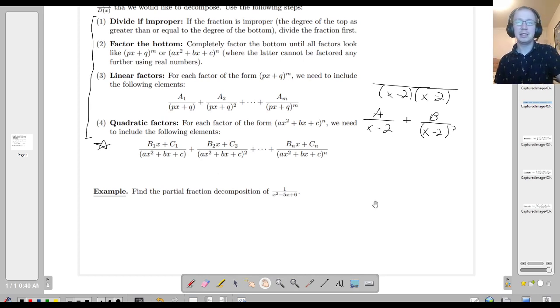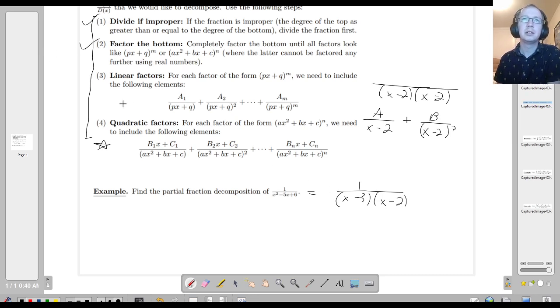First, should I divide this? Well, no, it's not an improper fraction. The degree is smaller on the top than the bottom, so I don't have to do anything in step 1. Step 2, I need to go ahead and factor the bottom. So let's see, I'm looking for numbers that multiply to 6 and add to negative 5. That's going to be x minus 3 and x minus 2. Okay, so I've made some progress. Now, in step 3, I'm supposed to take each of those linear factors on the bottom, meaning the stuff that doesn't involve an x squared, and I'm supposed to rewrite this.